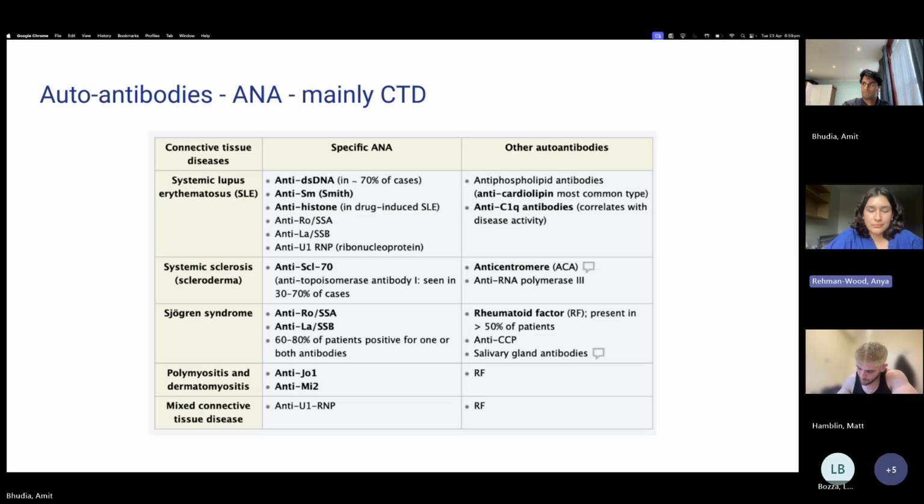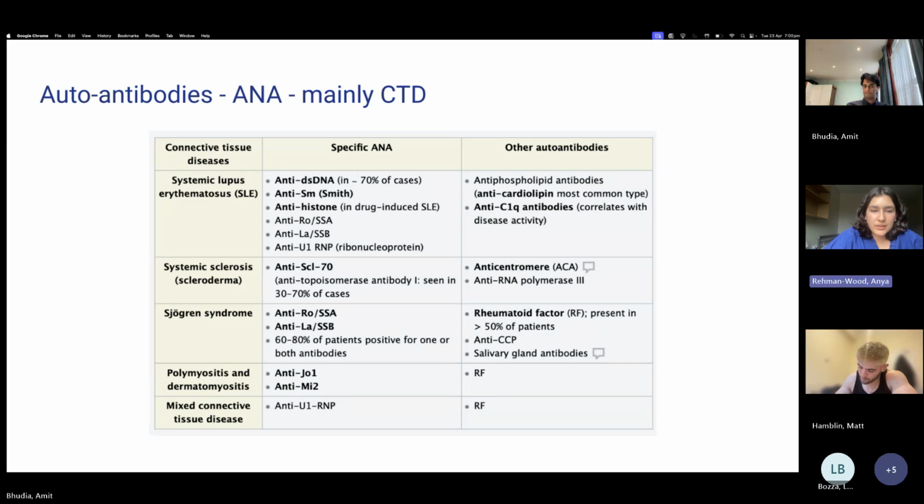Okay, next one. So this is just going through some of the main autoantibodies. So the anti-nuclear antibodies, which you mainly see in connective tissue disease. So we've gone over the SLE antibodies. It's definitely worth learning most of this table for the exams. The only one we haven't mentioned yet is antihistone, which is specific for drug-induced lupus. So they'll be positive for anti-nuclear antibodies, but not anti-double-stranded DNA or anti-Smith, but they will be positive for antihistone.